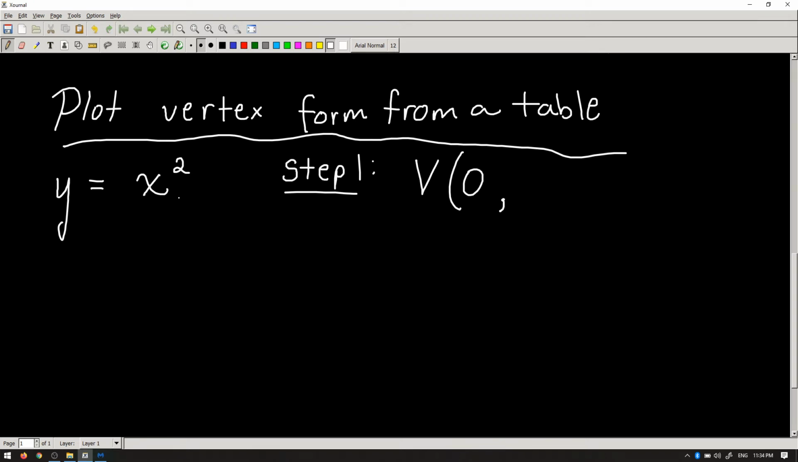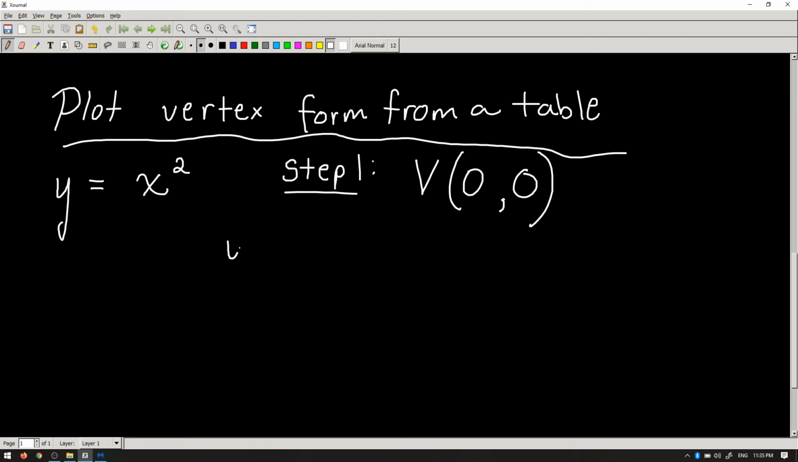Now, what about the y-coordinate of the vertex? For the y-coordinate, I'm going to look to the right of the exponent too. If I don't see a number there, I'm going to safely assume that that's the y-coordinate, and in this case, it is 0. So the vertex in this very special case is 0, 0.